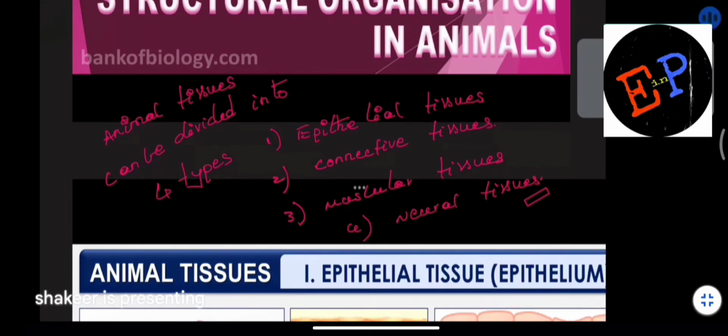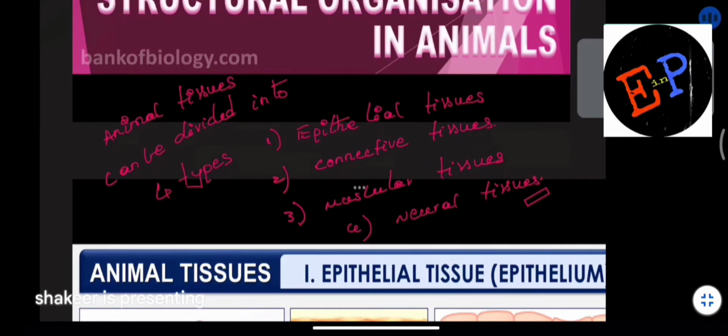Then we have muscular tissues. What is meant by muscular tissues? The tissues of which muscles are made up are called muscular tissues. And neural tissues, the cells from which neurons are made up, that is the neural system inside the human body. So the total neural system is made up of neural tissues. So basically all these tissues are divided into four types. One is epithelial, second is connective, third is muscular, and the fourth is neural tissue.